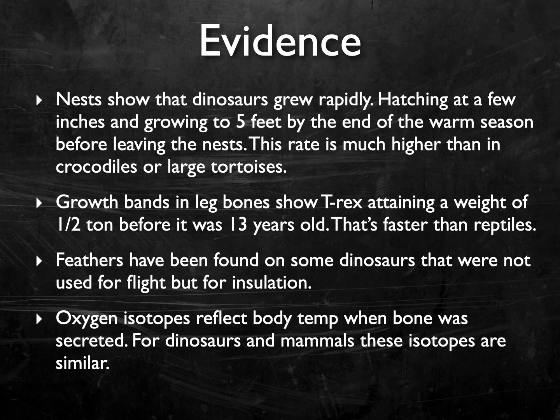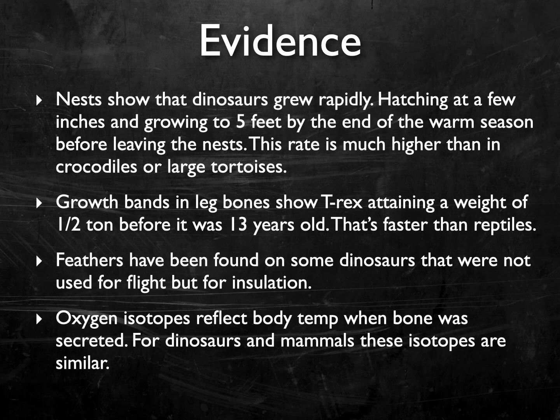When we look at their leg bones, we can look at the growth bands, which show us how fast they were growing and how large they were. That shows us that creatures like T-Rex were attaining a weight of like a half ton before they were even 13 years old. That is way faster than large reptiles put on weight. These things had a quick metabolism. They must have been eating a lot of food.